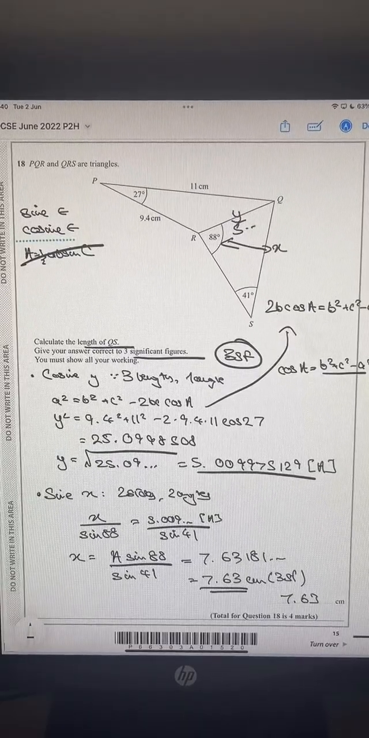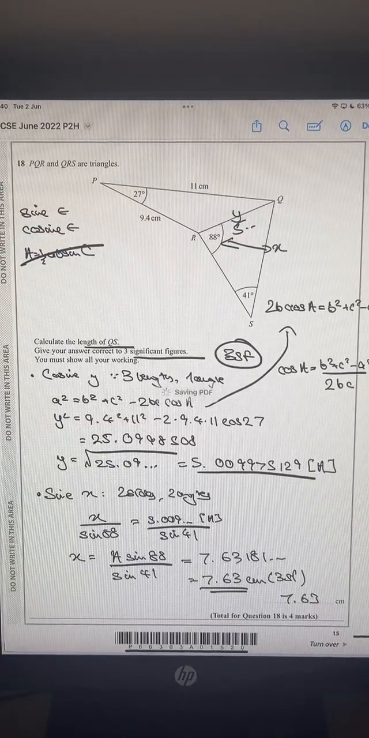And because I've multiplied here, I do the inverse, bc. So I need to divide that by 2bc. And that's how you rearrange that. Okay, nice. You guys aren't cooked.